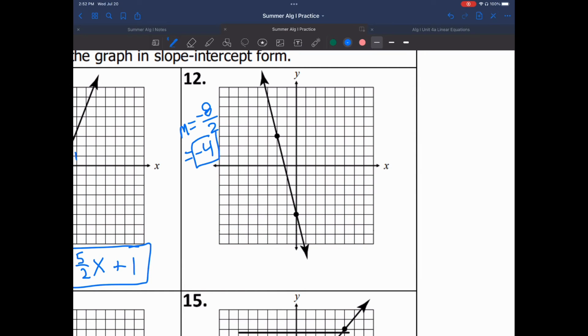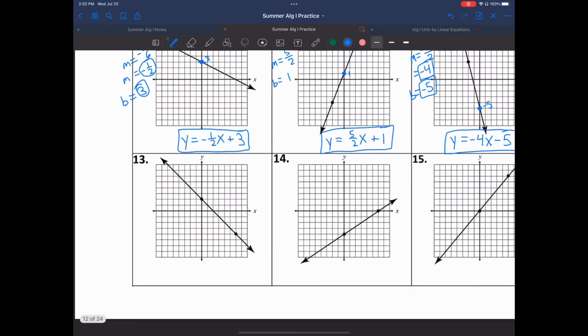8 divided by 2. Okay, and then my b is going to be right here, so let's count and see what that's at. Negative 1, 2, 3, 4, 5. Negative 5. Okay, b equals negative 5. We have our 2 numbers. Let's write our equation. That's going to be y equals negative 4x minus 5. Perfect. Okay. 3 left here.